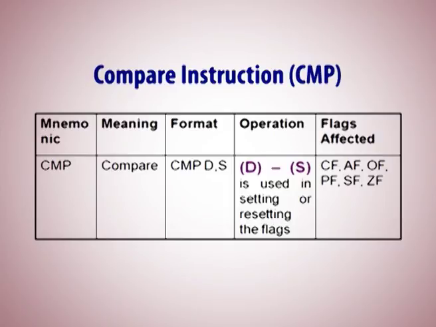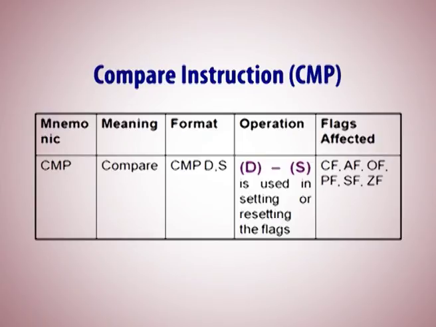The next important instruction in the 8086 is the compare instruction. The compare instruction can be used to compare two 8-bit or two 16-bit numbers. The format of the compare instruction is CMP D, S. D stands for the destination register, S stands for the source register.